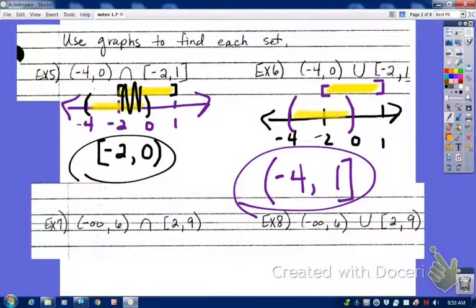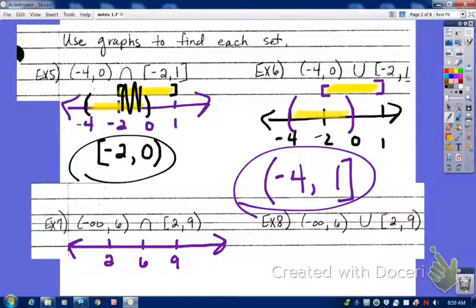All right, example 7. -infinity to 6, intersection 2 to 9. So we're looking at all the numbers from -infinity to 6, and we're trying to see what they have in common with all of the numbers between 2 and 9, and they're asking you to graph. So infinity doesn't go on your number line, so I'll only have 3 numbers on my number line. They'll be in this order: 2, 6, and 9. They don't have to be spaced out. Don't spend a lot of time on your graph. Just slap the numbers down, make sure they're in order.